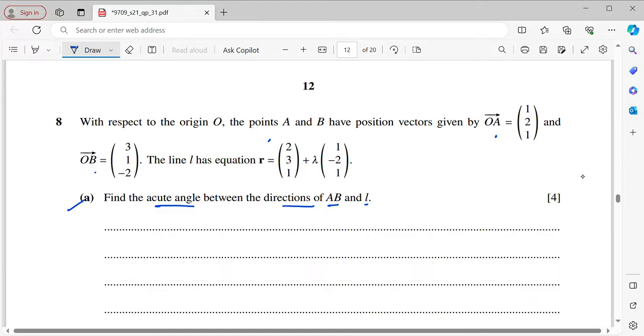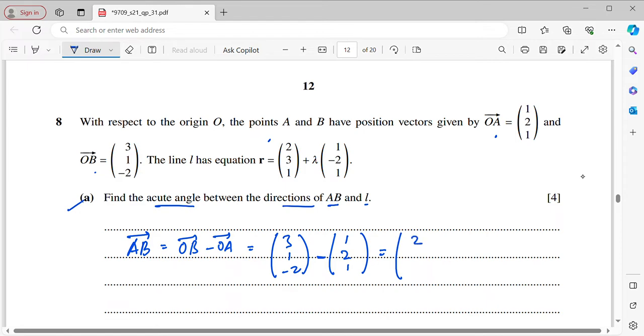So now I need to find the vector AB first. So AB equals to OB minus OA. Alright, so OB minus OA, which is (1, 2, 1). So when you minus first component, okay, 3 minus 1 is 2. 1 minus 2 is going to be minus 1. Minus 2 minus 1 is minus 3.